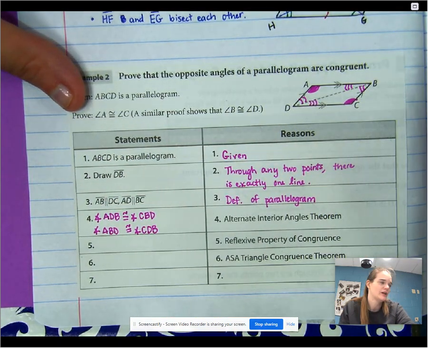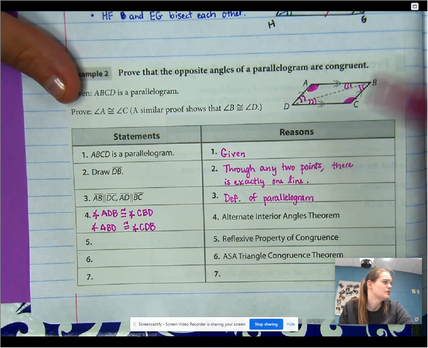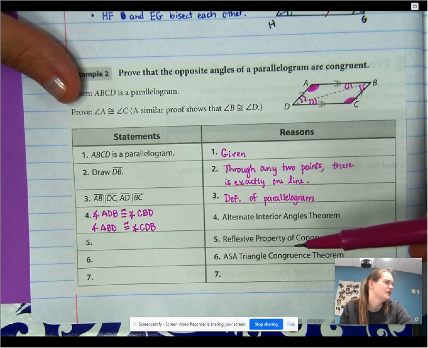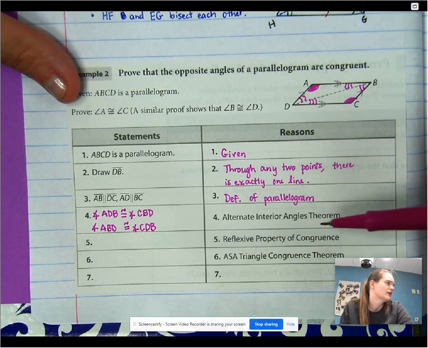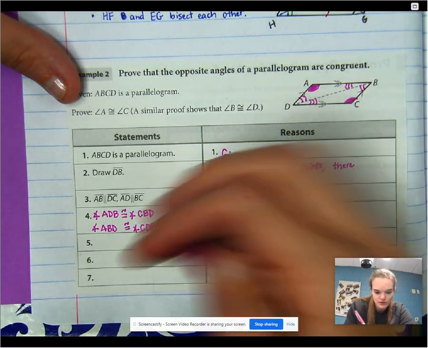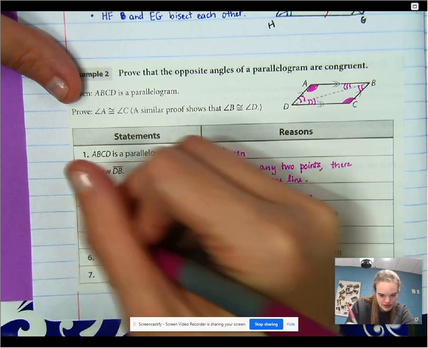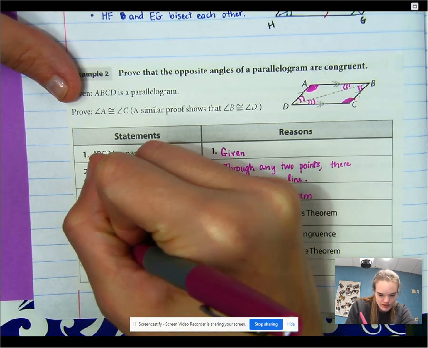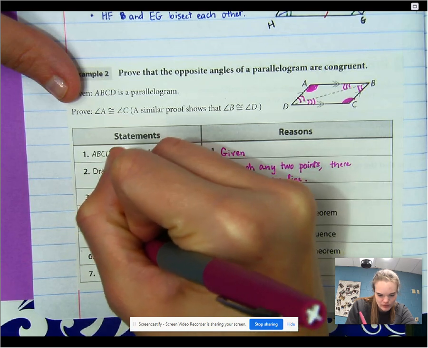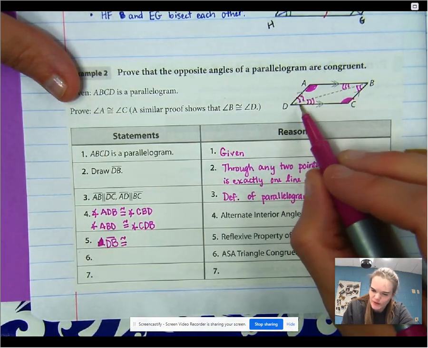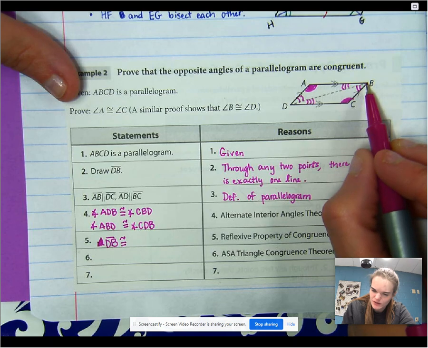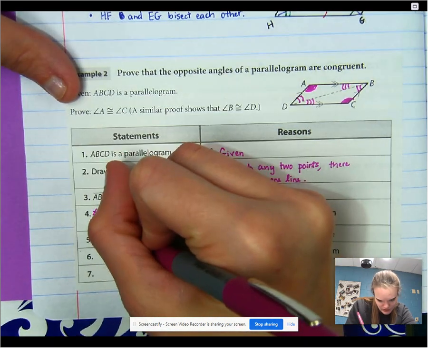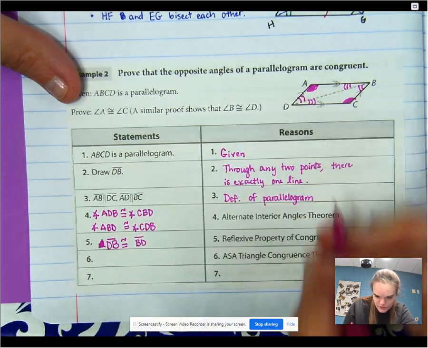Also by alternate interior angles theorem. Which means to prove that the triangles are congruent by angle side angle, we're only missing a side, which we have by the reflexive property. DB is going to be congruent to, let's think about if we have to reverse it, B to D, by the reflexive property.